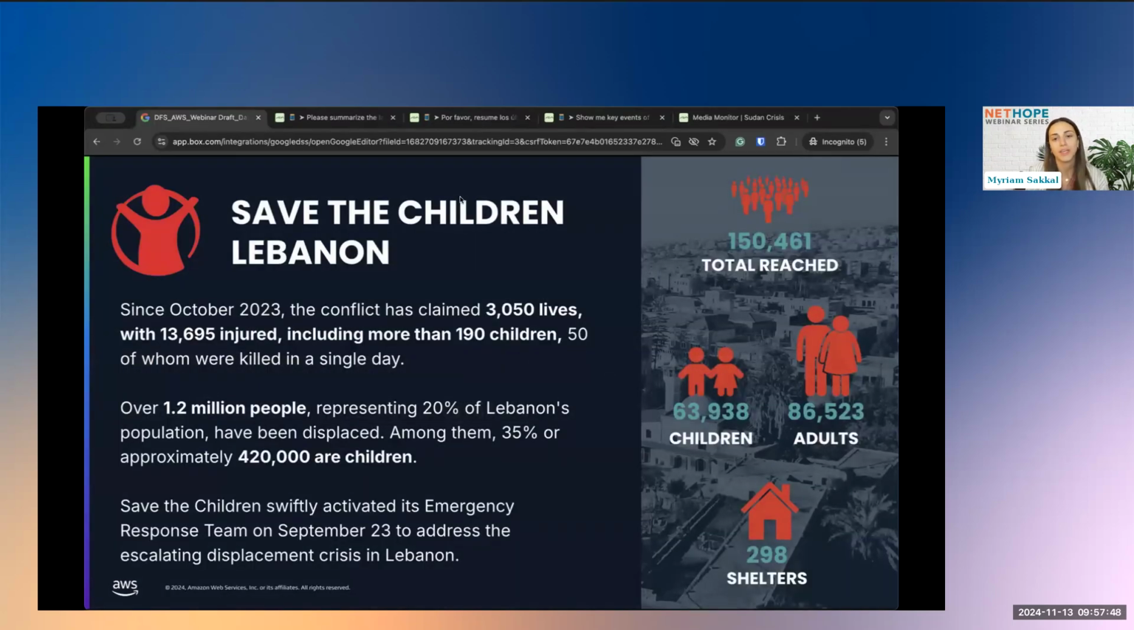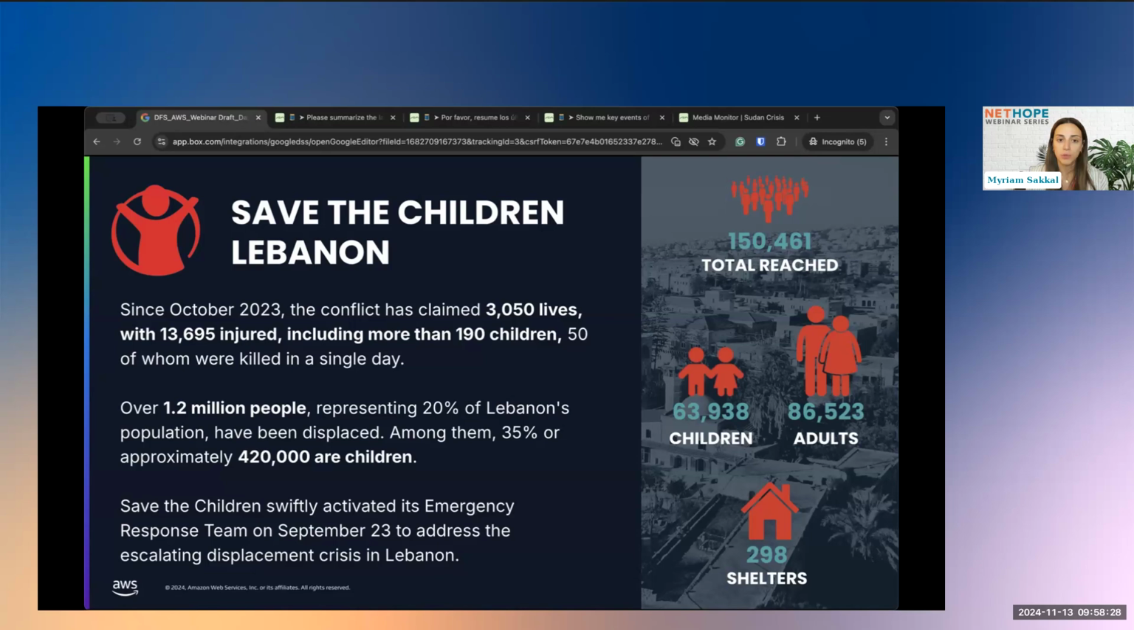So before I start speaking about GANNET use, I would just like to give an overview about Save the Children's response in Lebanon and how the situation was in Lebanon by the time we made use of the tool. As you know, since the start of the war in Gaza in October 2023, the war erupted in Lebanon as well. Since October 2023, the conflict has claimed the lives of more than 3,050 people, and we had more than 13,000 injured, including 190 children, 50 of whom were killed in one single day.